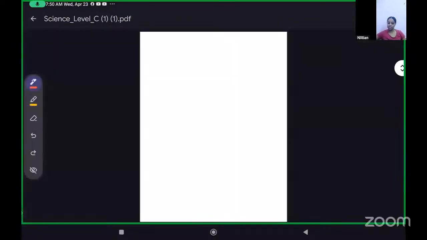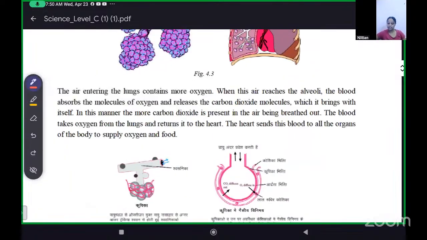How does this gaseous exchange take place inside them? The air that enters the lungs contains more oxygen. When this air reaches the alveoli, the blood absorbs the molecules of oxygen and releases the carbon dioxide molecules, which it brings with itself. In this manner, more carbon dioxide is present in the air being breathed out. When we breathe in, more of the oxygen content is there, so that is absorbed inside us by the blood, and the carbon dioxide molecules are released out.